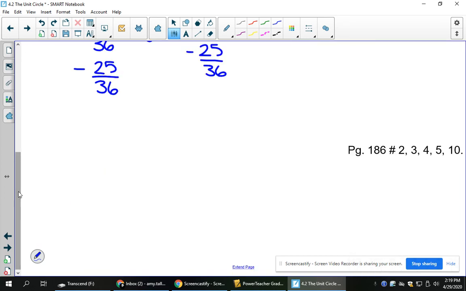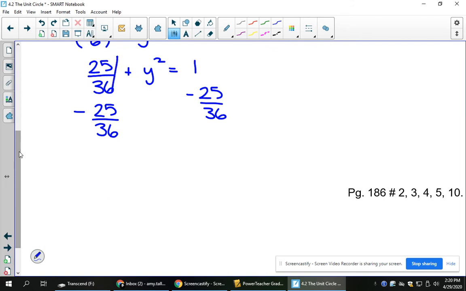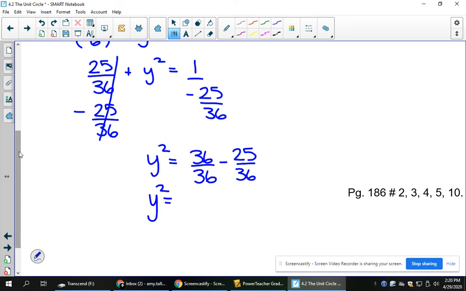Now, the best way to work with fractions is in your head. If I'm trying to go 1 minus something over 36, I'm going to make 1 a denominator of 36. So I'm going to make the number 1 36 over 36, and then I can minus 25 over 36. So 36 minus 25 is, pardon me, it's 11 over 36.